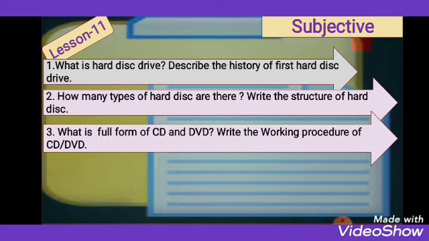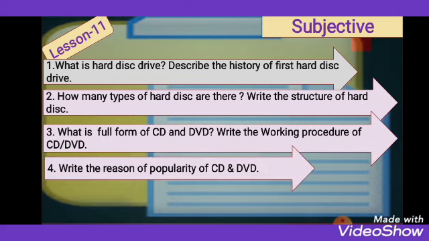Number 3 question, what is the full form of CD and DVD? Write the working procedure of CD and DVD. So you know the full form of CD is compact disc, and DVD is digital versatile disc. Right, the working procedure of CD and DVD. How does it work, how does it store the data? You will tell that it is using laser rays to store and read data on CD and DVD, and there is a head of it that is using a laser beam.